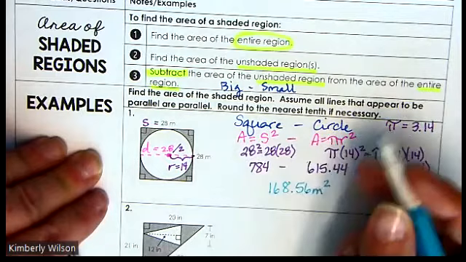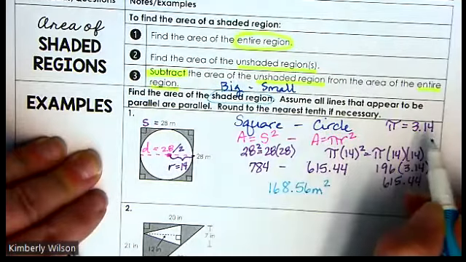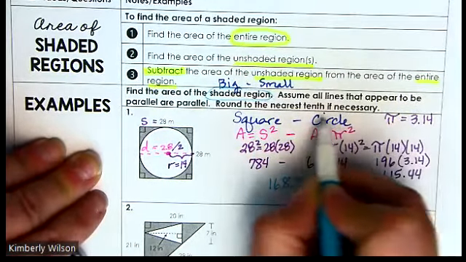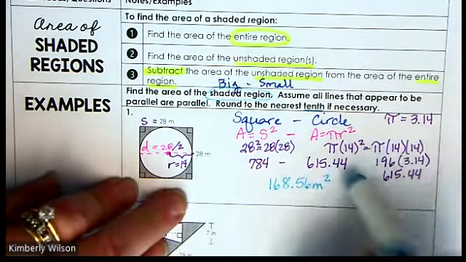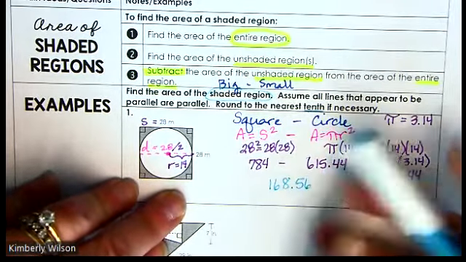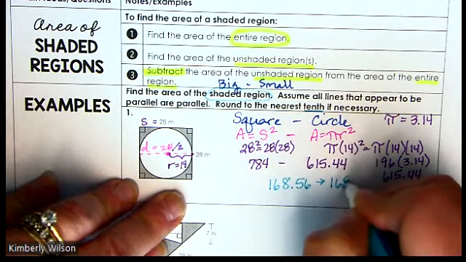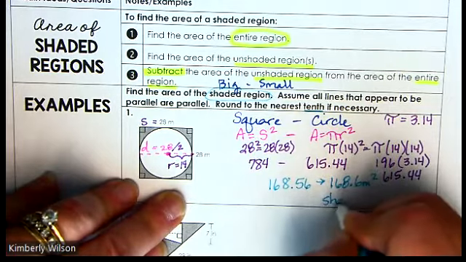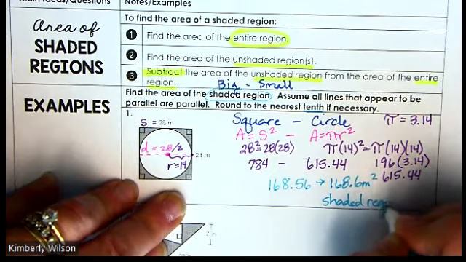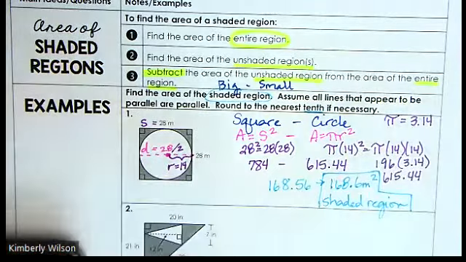Because I'm looking for the area of the shaded region, we want to make sure that we round to the nearest tenth. Well, that's not rounded to the nearest tenth at the moment, is it? So I'm not going to write my units yet, because I need to round this to 168.6 meters squared. This is the area for the shaded region. Okay, next example.